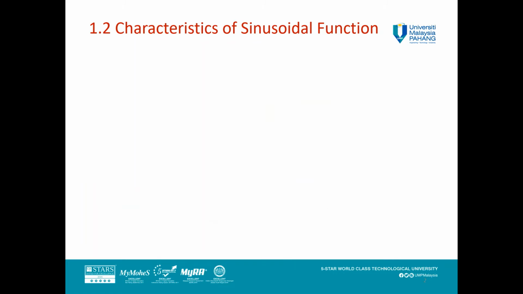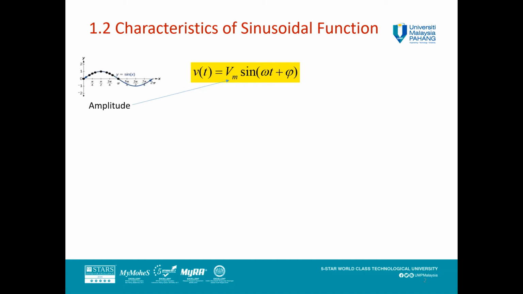This part is very important: how you recognize the equation of the cosine or sine function. For example, here I give you the sine function, V(t) equals Vm sine(omega t plus phi). What is the equation? I will describe to you one by one, part by part. So what is Vm? Vm is the amplitude of your signal.